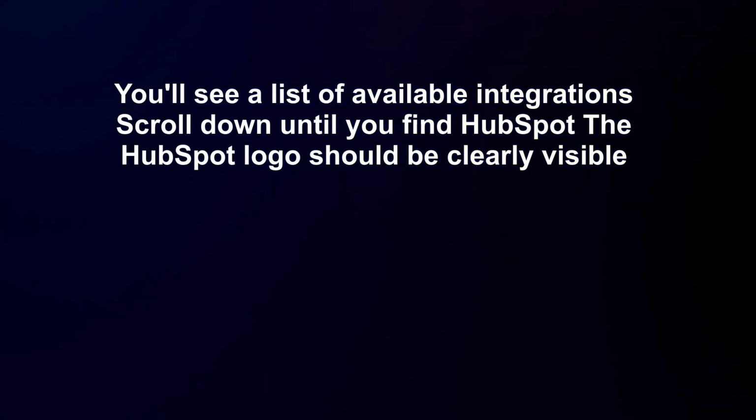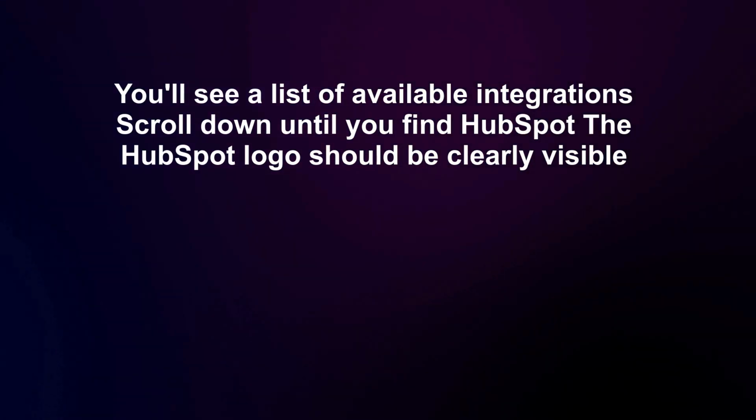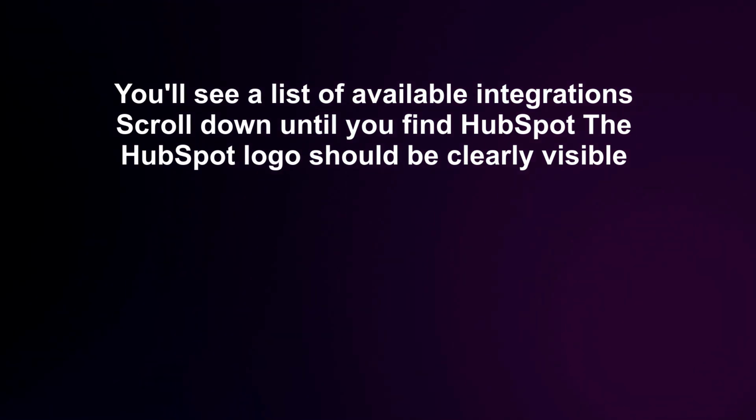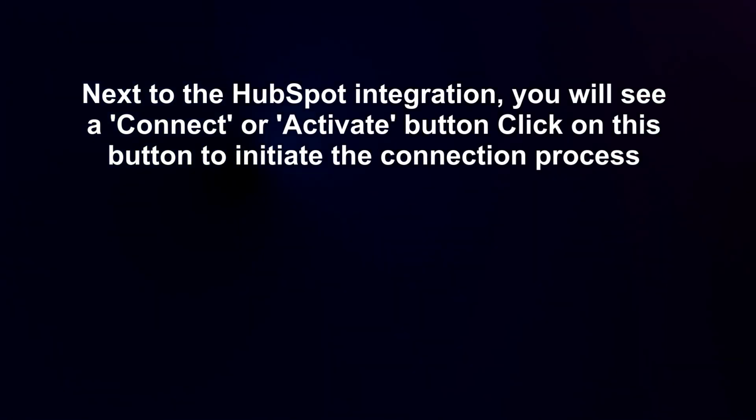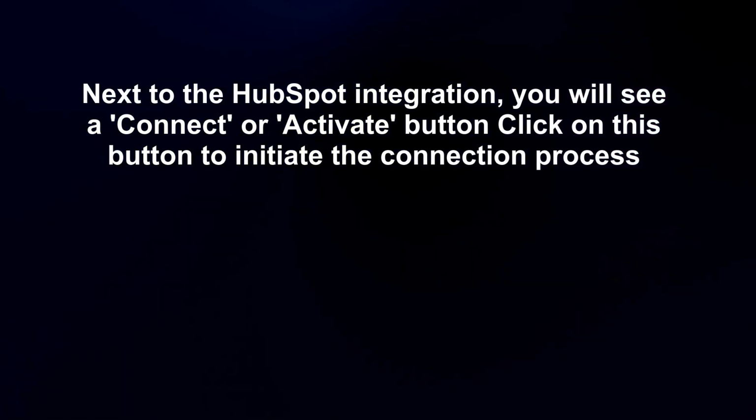You'll see a list of available integrations. Scroll down until you find HubSpot. The HubSpot logo should be clearly visible. Next to the HubSpot integration, you will see a Connect or Activate button. Click on this button to initiate the connection process.